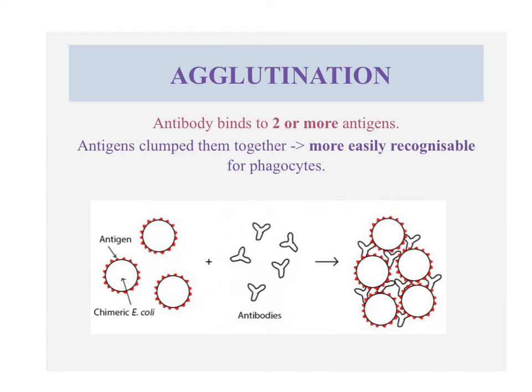So agglutination is where your antibody, this white little Y-shaped diagram, binds to 2 or more antigens, and they could be on different cells. Okay, so in this situation, you can see that we've got some E. coli, a bacterial cell, and it's got lots and lots of antigens on the outside. Now, if we've got these antibodies binding to 2 or more antigens in the diagram over here, on the right-hand side, you can see that the antigens then become clumped together. Again, it's more easily recognisable for phagocytes, means they can engulf that block all in one go.